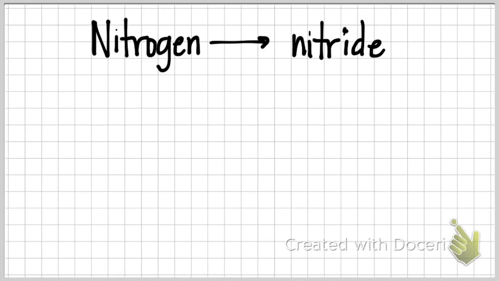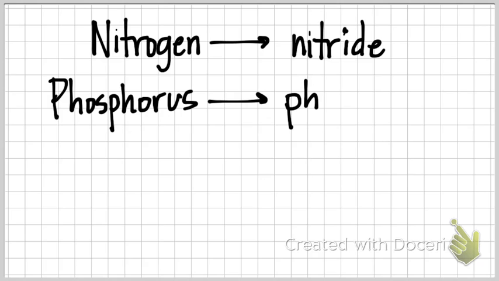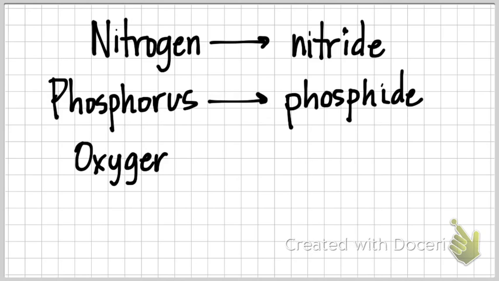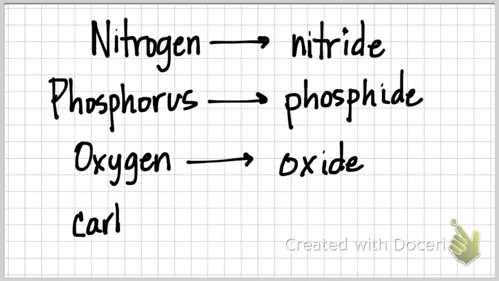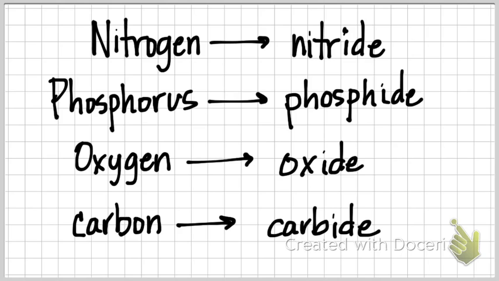Now, some people get confused as far as what to do with the endings of some of the elements. Nitrogen is going to change to nitride. Phosphorus is going to change to phosphide. Even a simple one like oxygen can give people some problems sometimes. Oxygen is going to change to oxide, and then you can look at something like carbon. Carbon will change actually to carbide. So those are some of the endings that you may not be as familiar with, but you're going to change the endings to IDE.